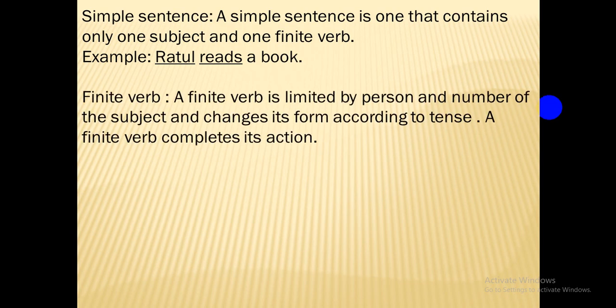Now the question is, what is a finite verb? A finite verb is limited by the person and number of the subject and changes its form according to tense. A finite verb completes its action. Example: The girl plucks flower. The girl is the subject, plucks is the finite verb.